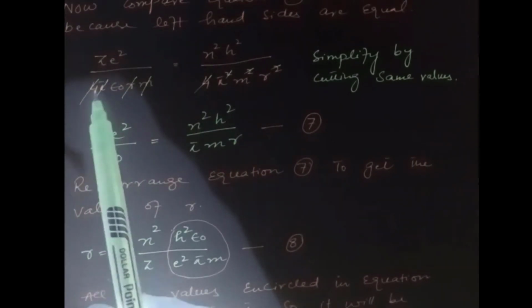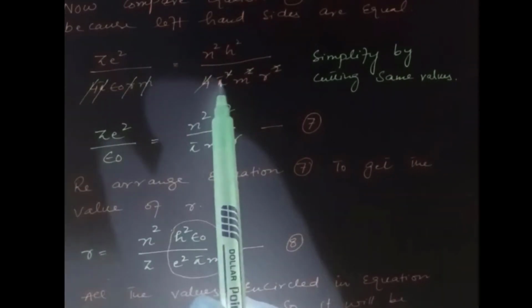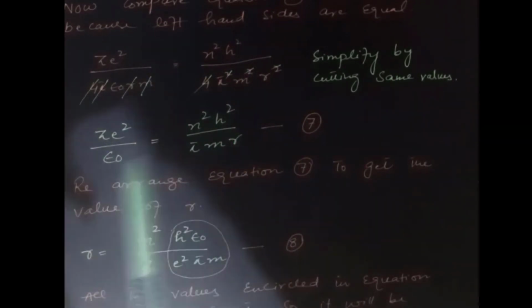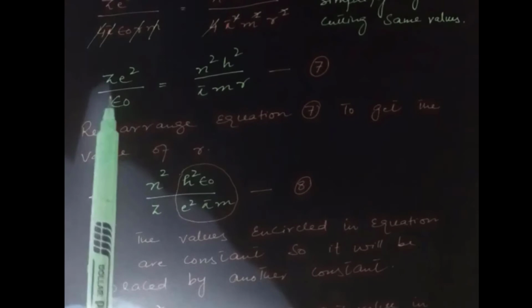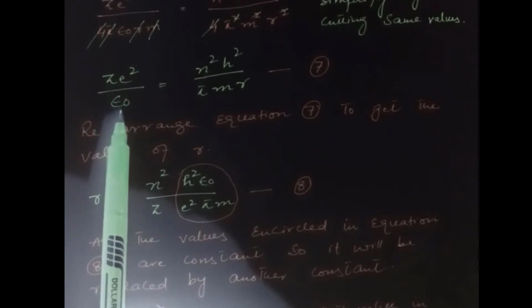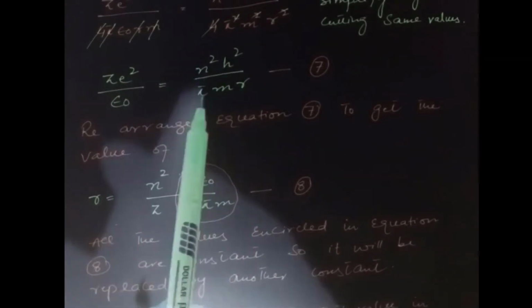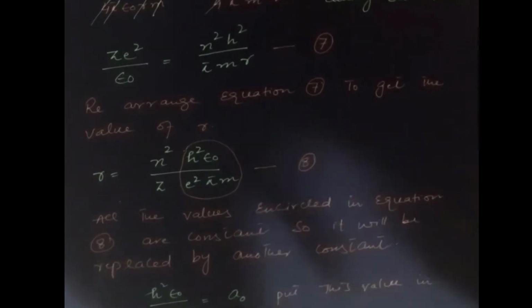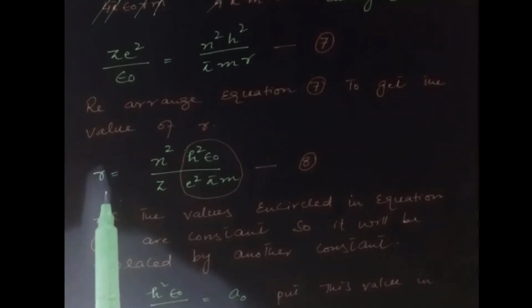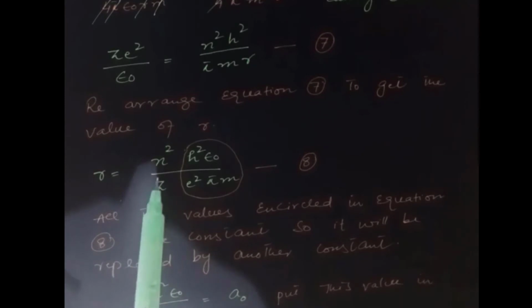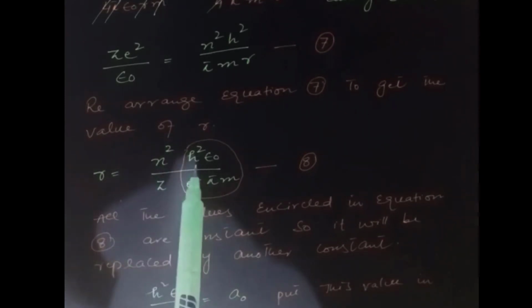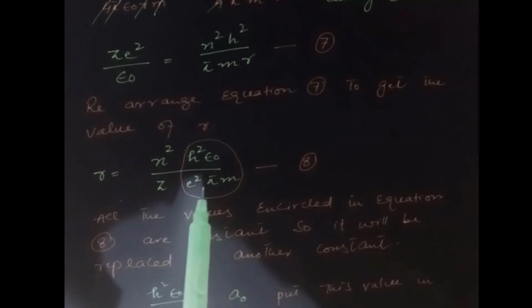So we will get 4 cancelling with 4, pi with pi square, r with r square, and m with m square. Now the simplified equation we have to write down is Z square divided by epsilon naught is equal to n square h square divided by pi r m. By rearranging this equation in order to get the value of r, r will remain on one side and the rest will go on the other side. So we get the final equation: r is equal to n square h square epsilon naught divided by Z e square pi m.